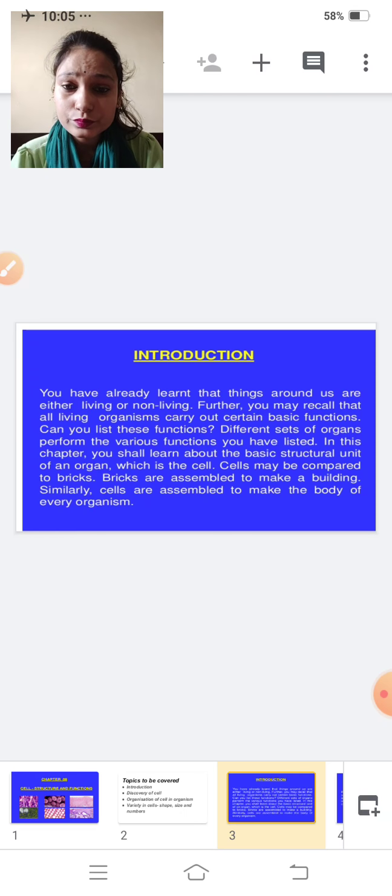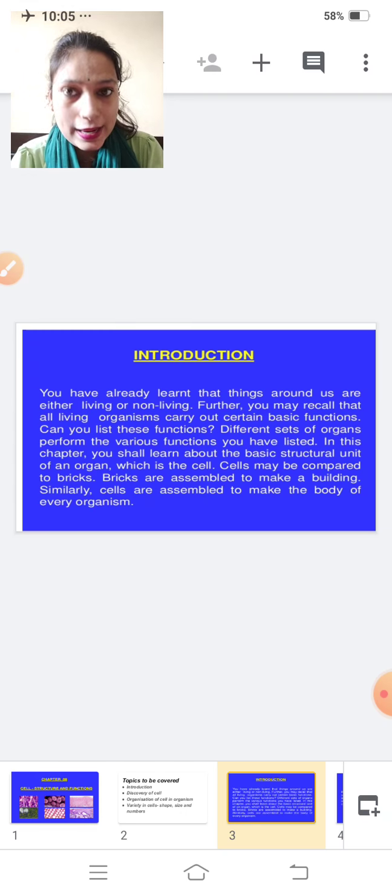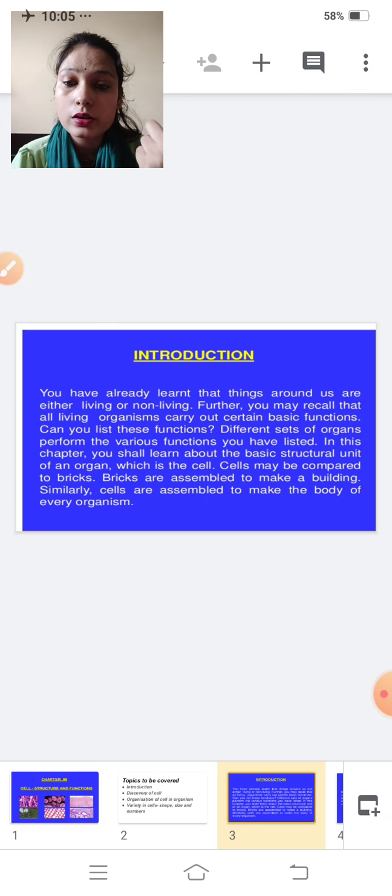Now, in this chapter, you shall learn about the basic structural unit of an organ, which is the cell. Cells may be compared to bricks, which are used for building your house. Bricks are assembled to make a building. Similarly, cells are assembled to make our body or every organism. Is this clear to you?